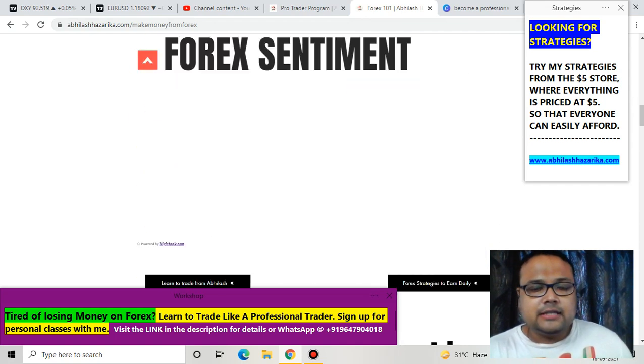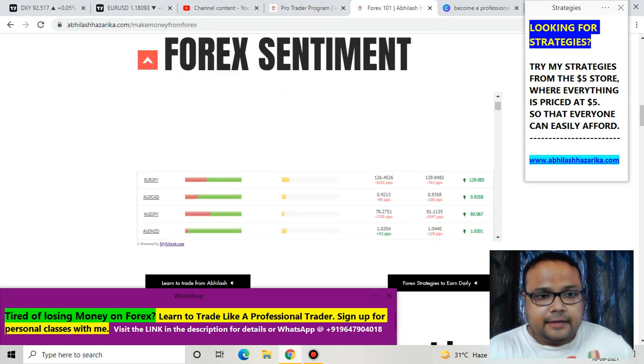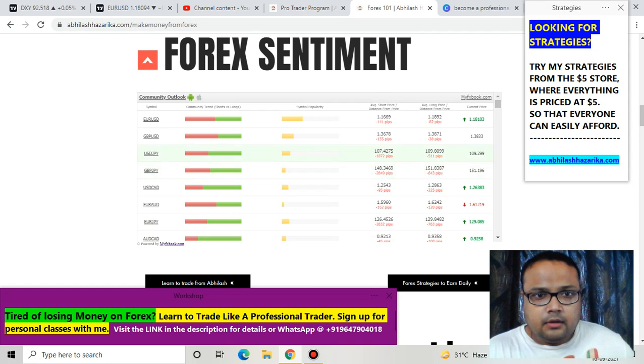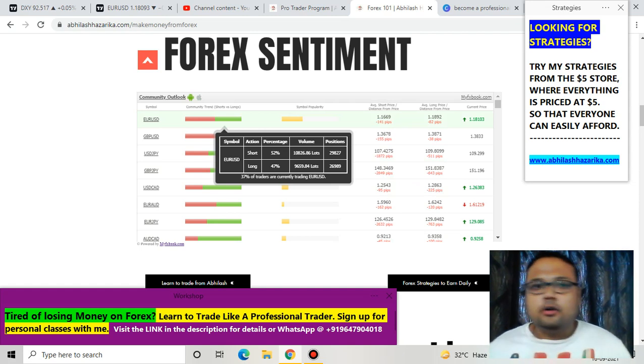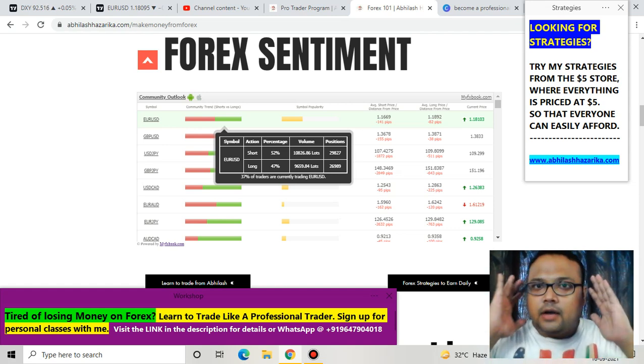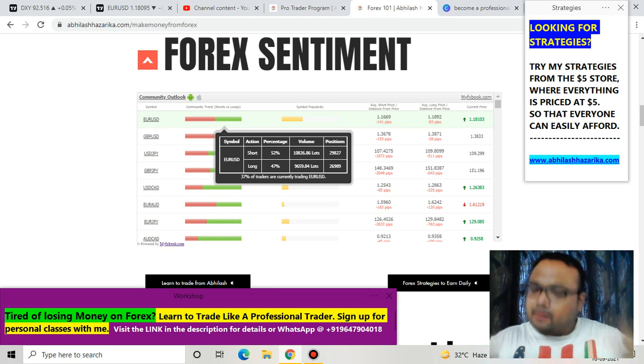So in the forex sentiment meter, you can see that 52% of retail traders have taken a short position and 47% of retail traders have taken a long position. So retail traders are also confused. They are also not sure in which direction the market will move. Therefore, my dear friends, do not jump into the trade right now.